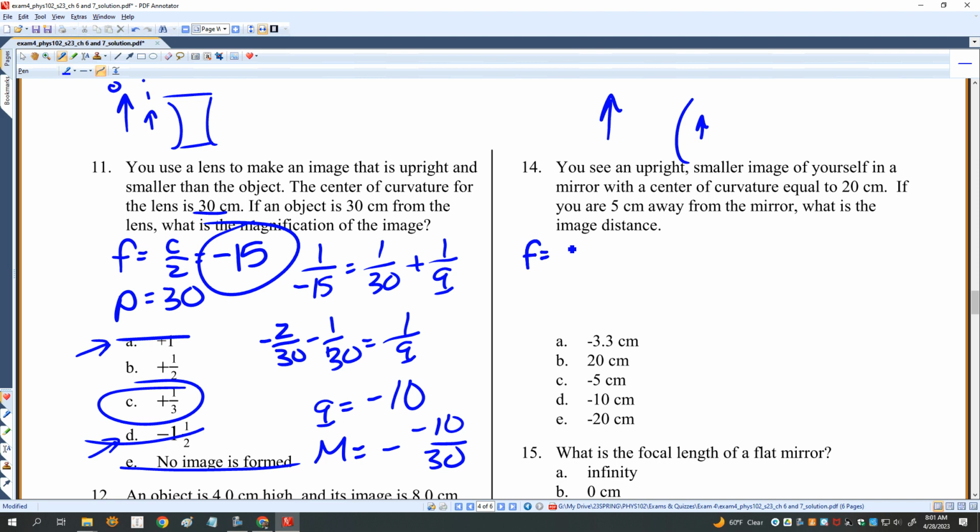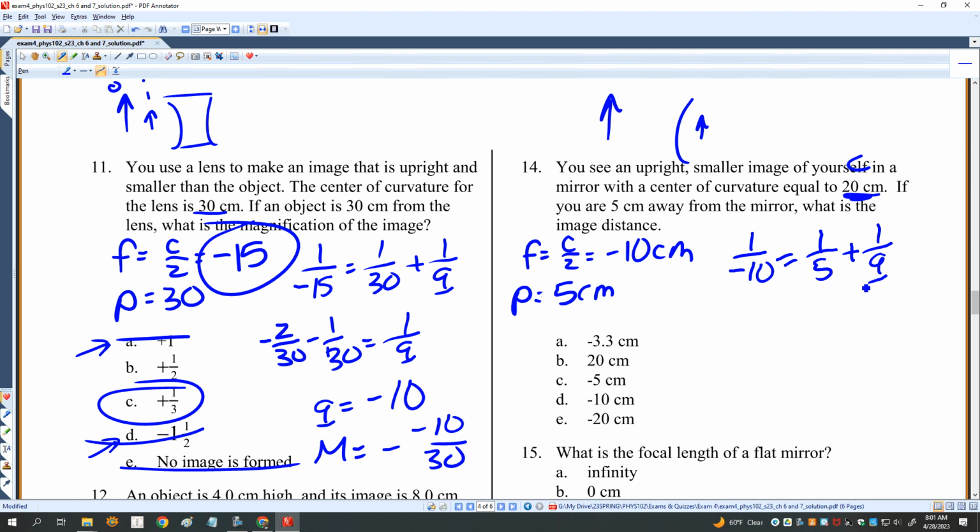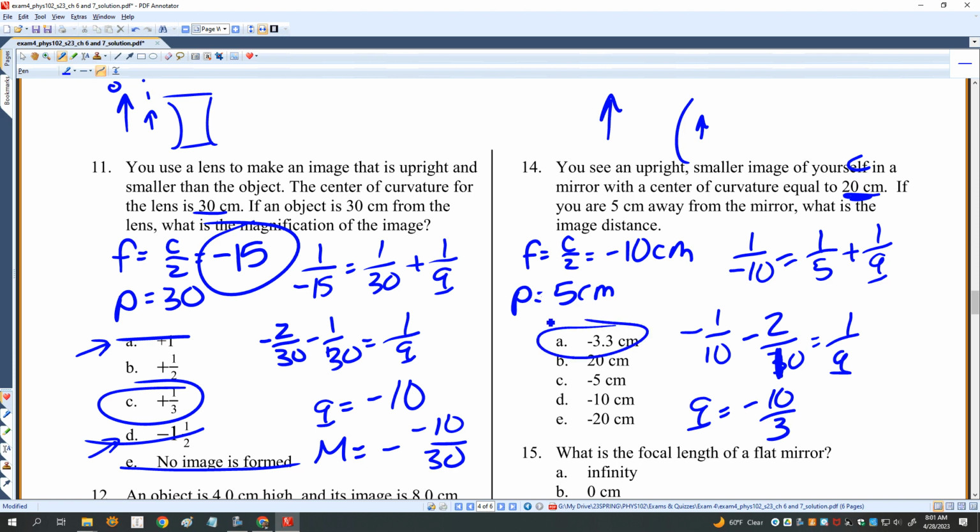That means that the focal length, which is c over 2, is equal to negative 20 over 2, or negative 10 centimeters. This is c right here. P is equal to 5 centimeters. I want to know what is q. So it's 1 over negative 10 equals 1 over 5 plus 1 over q. That's negative 1 over 10 minus 2 over 10 equals 1 over q. So q is equal to negative 10 over 3, which is negative 3.3.